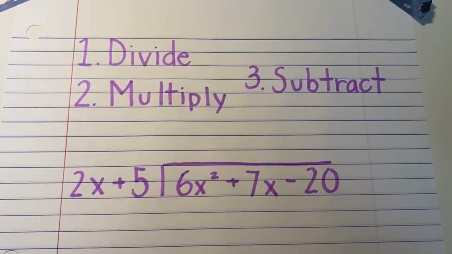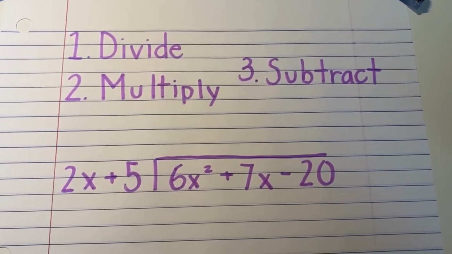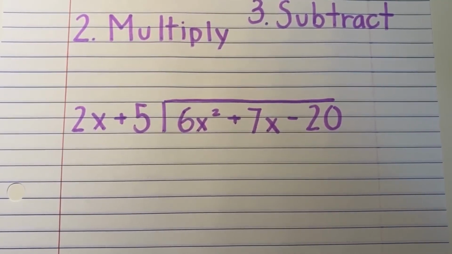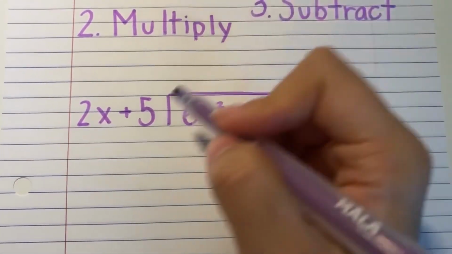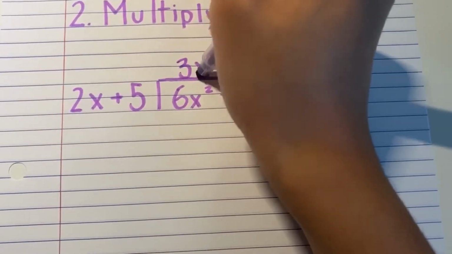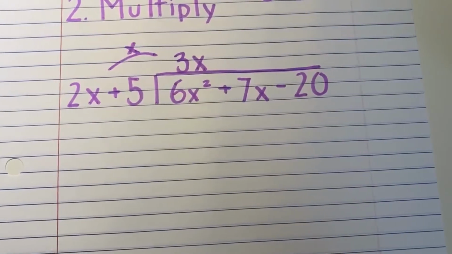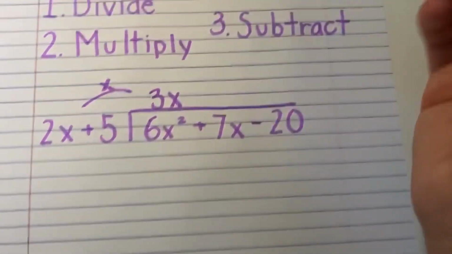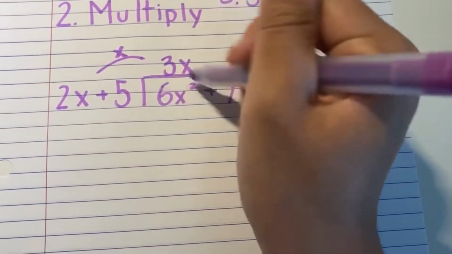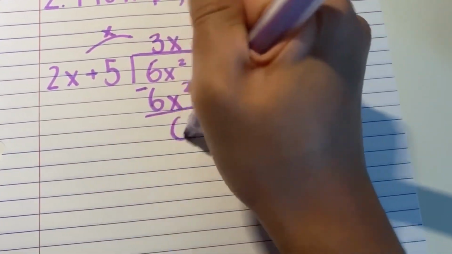To properly solve a polynomial long division problem, first you're going to want to divide, then multiply, and then subtract. So in the case of this question, we're going to try to divide 2x into 6x squared. So 2x goes into 6x squared 3x times. 2x times 3x is equal to 6x squared. After you do that, you're going to want to subtract the product from the original equation. So minus 6x squared, 0.